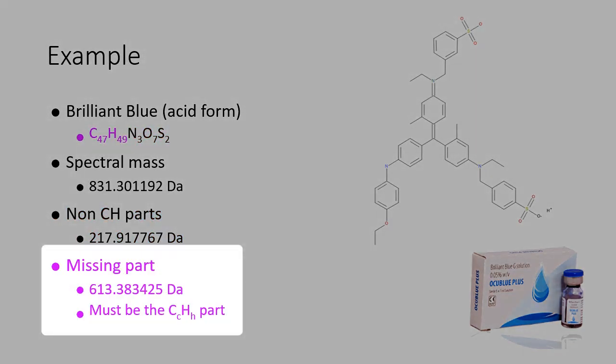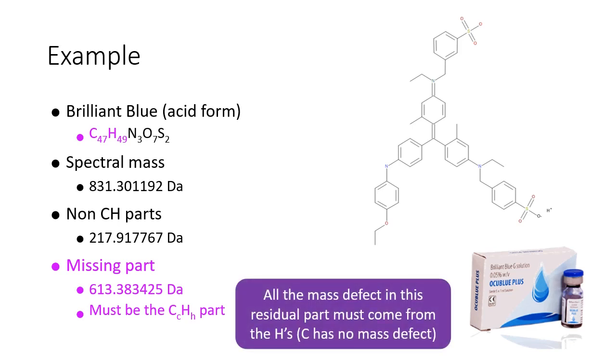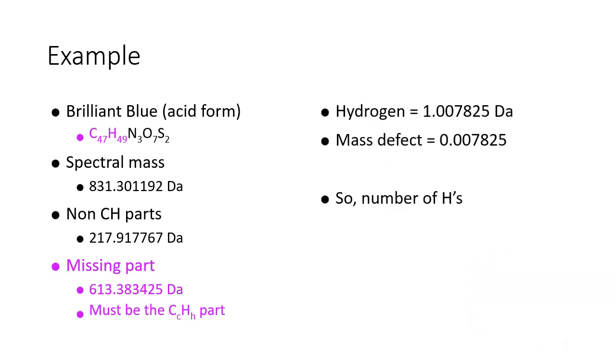And the mass difference between this heteroatom component and the spectral mass must be the mass of the parts of the molecule containing only carbon and hydrogen. Because carbon has no mass defect, all the mass defect in this missing mass part must come from the hydrogens. Remember, that was the first trick in the Dromey Foyster algorithm. We know hydrogen has an exact mass of 1.007825 daltons, meaning that its mass defect is 0.007825.